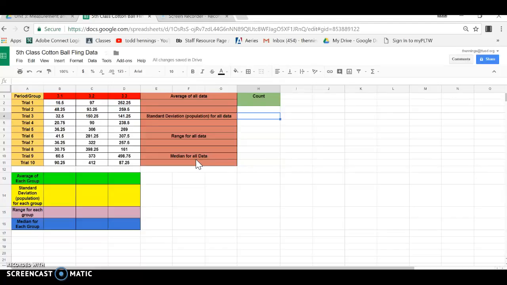And then yesterday, we took class height data, and then we learned how to have the computer do all those calculations for us. Today, we're going to go even faster. So what's different about today? Well, today I have a little subset of our cotton fling data, which is right here. I just limited it to 3 different groups, period 3, group 1, period 3, group 2, and so on. Each group has 10 trials, and that means that there's 30 pieces of data total to do.